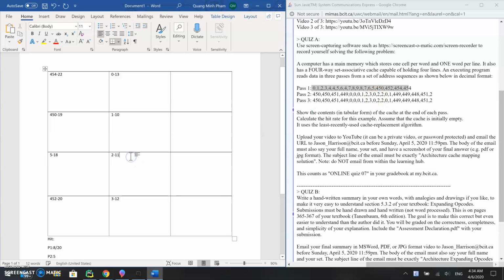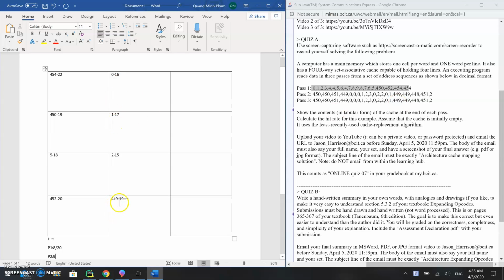2 is 14, and 2 again, 15, and 0. Okay, 16, 7, and 1. 1 we have here, so 17 makes it 8. We have 449 here, so let's find it here. 49 and 18. Okay, got 18 and again, so it's 19 and it's a hit.